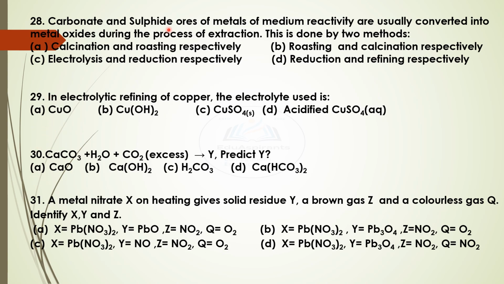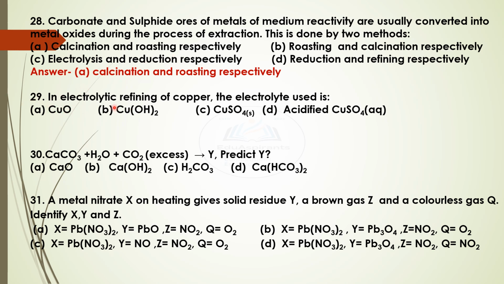28. Carbonate and sulfide ores of metals of medium reactivity are usually converted into metal oxides during the process of extraction. This is done by two methods. You have four choices, each giving two methods. Mark the correct one. Let us see. A. Calcination and roasting respectively.